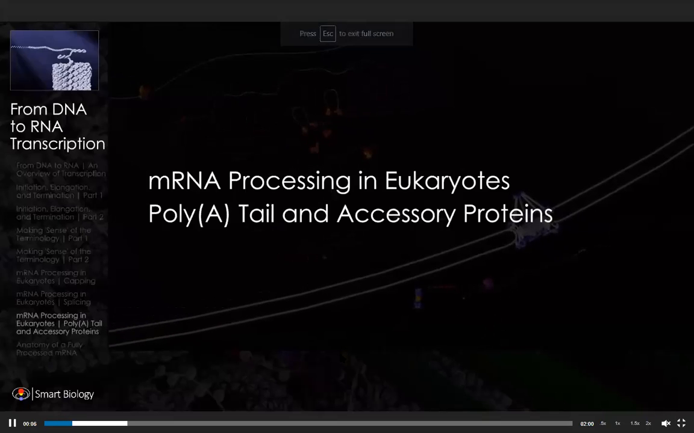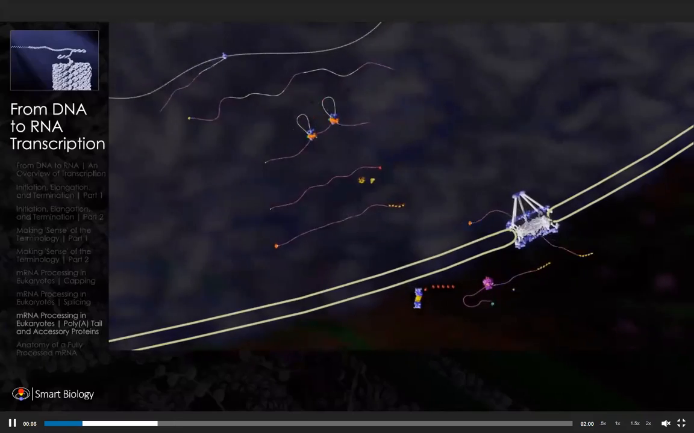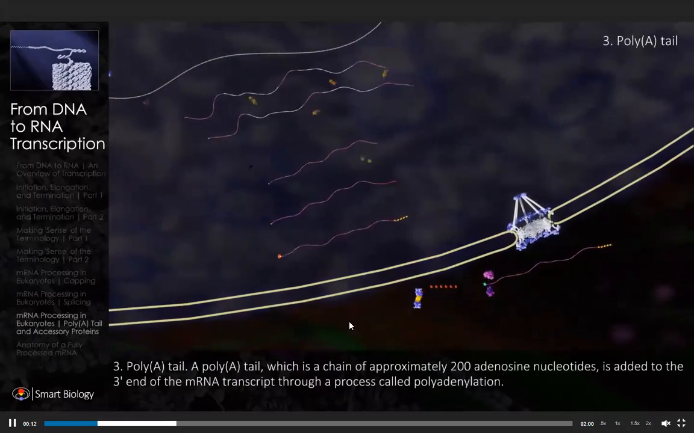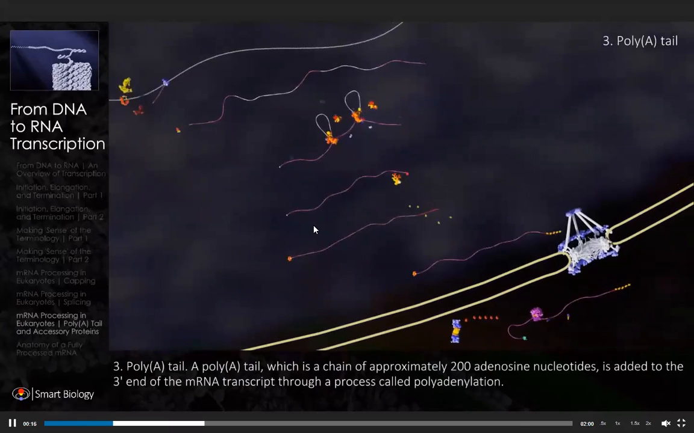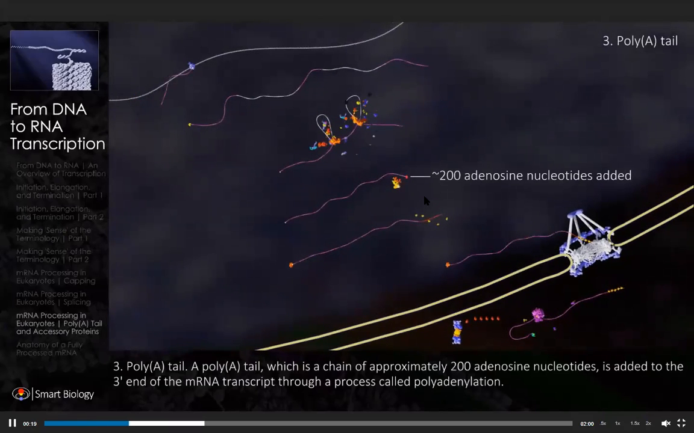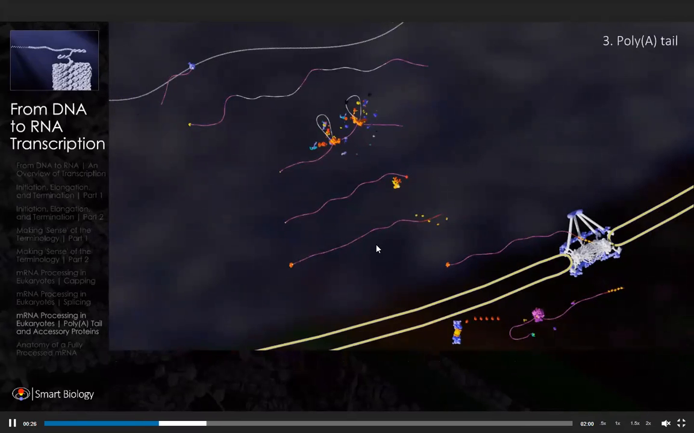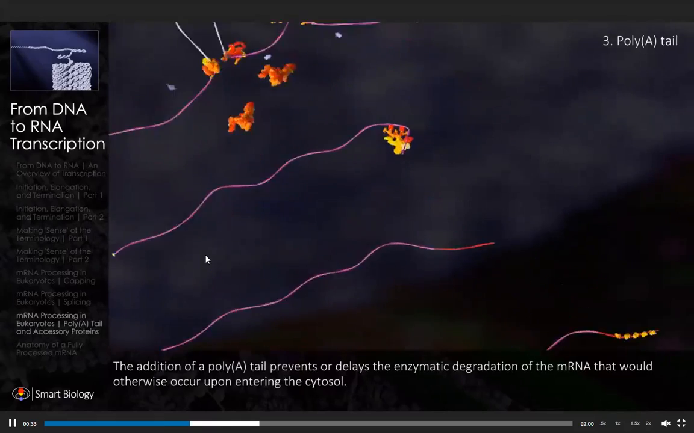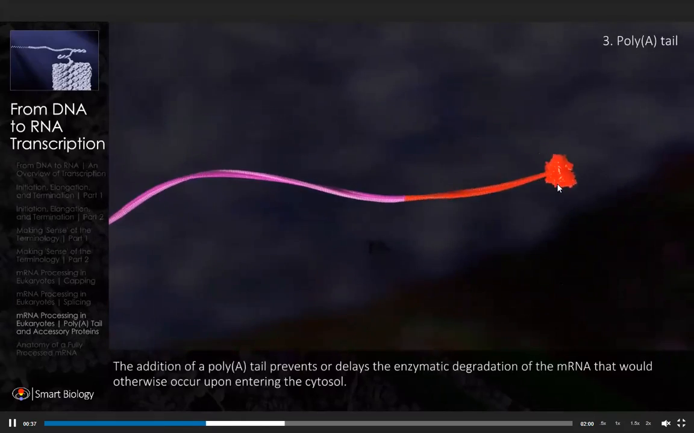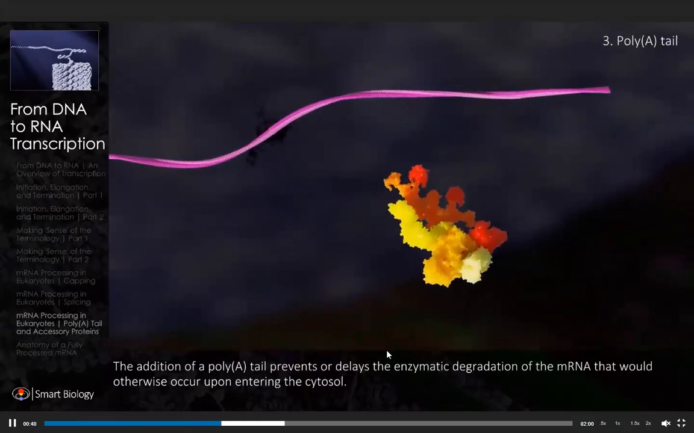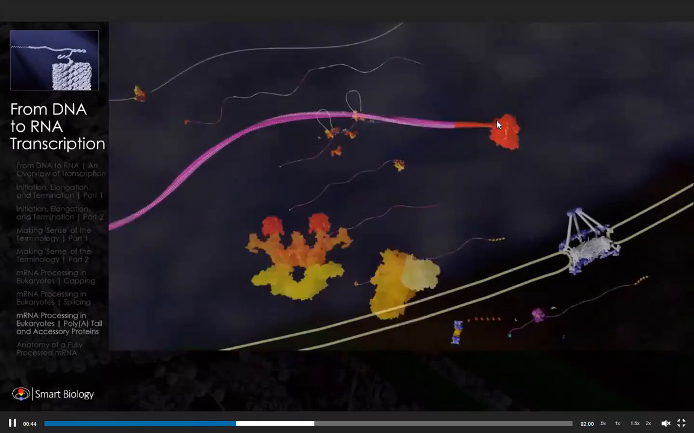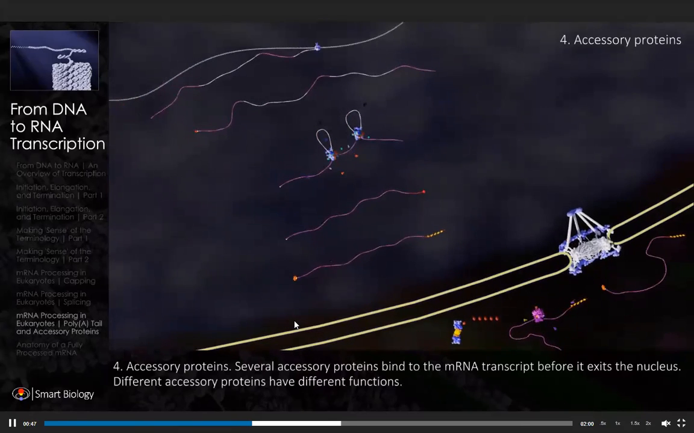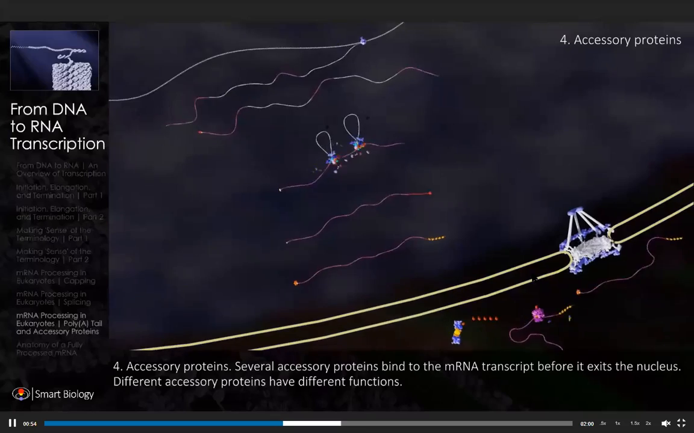This is the last processing that the mRNA goes through, which is called addition of the poly-A tail. This is a chain of approximately 200 adenosine nucleotides, only A's, no other nucleotide is added. That is added to the 3' end of this mRNA. So here you can see this is a poly-A polymerase, which goes and adds the adenine nucleotides to the end of the mRNA. Several accessory proteins can bind to the mRNA transcript before it can exit the nucleus.